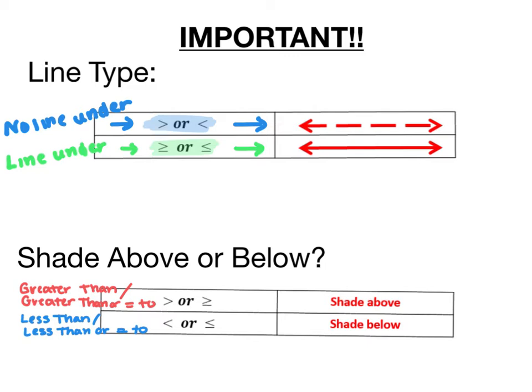The other thing is to remember when you have to shade above versus below. Now, when we have something that is greater than or equal to, you'll notice the key word is greater than, and you're shading above. So essentially, you can think greater means above.